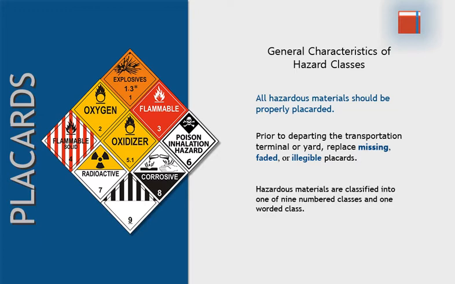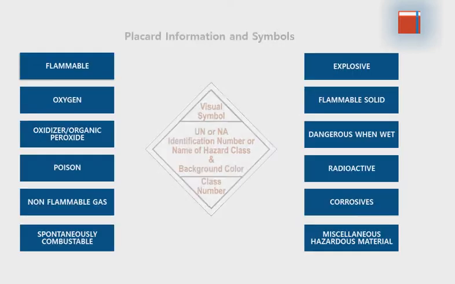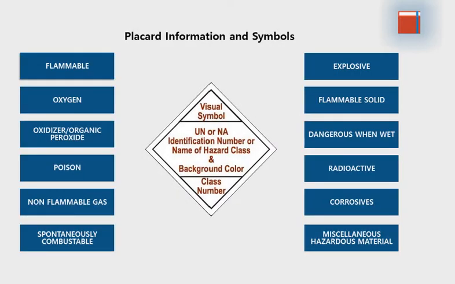Hazardous materials are classified into one of 9 numbered classes and 1 worded class. Now, let's take a look at each class to see the characteristics they display. Click on each item to see an example of a corresponding placard.